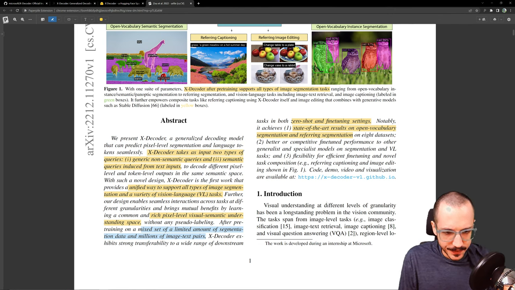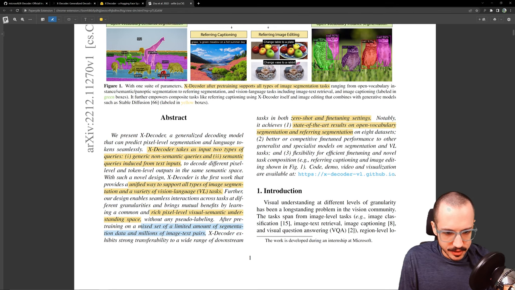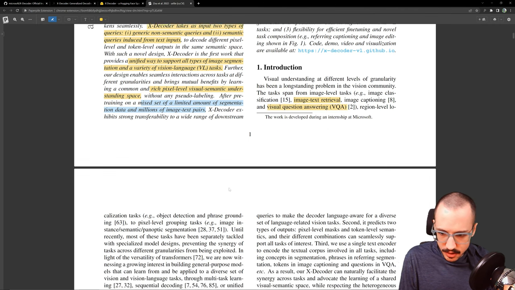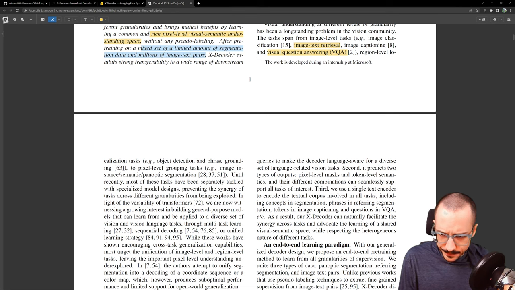Visual understanding at different levels of granularity has been a long-standing problem. You have here a description of the different tasks: image text retrieval, image captioning, visual question answering, or just VQA, and pixel level grouping tasks, so these are your different types of segmentation: instance, semantic, and panoptic segmentation.